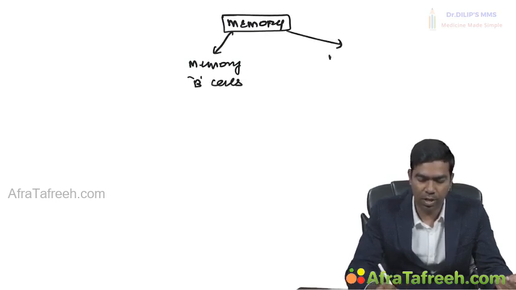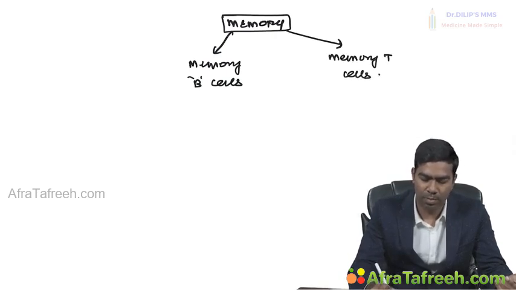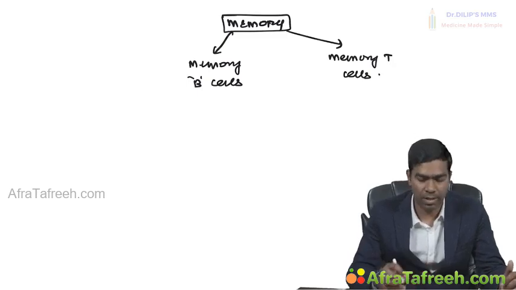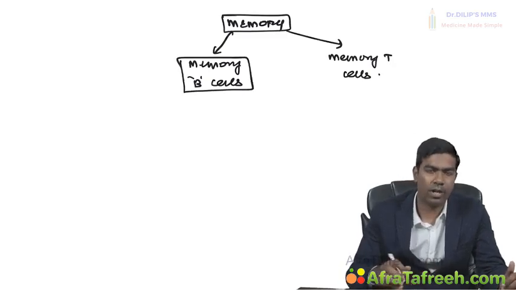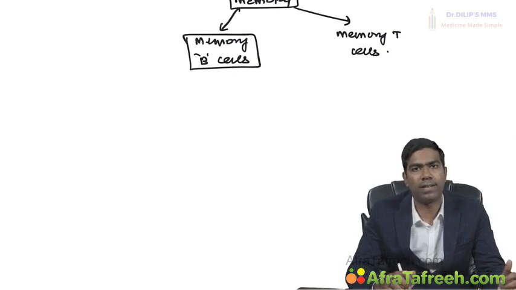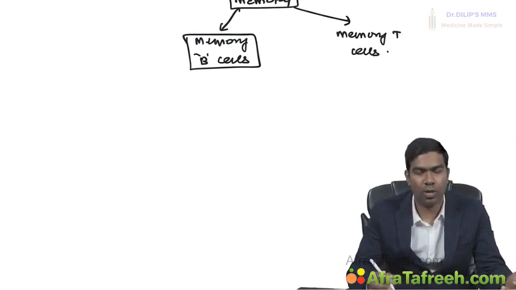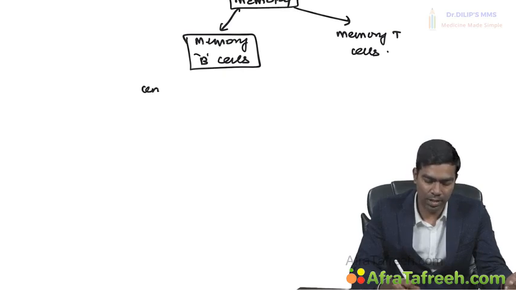And second one, you can also have something called memory T cells as well. Memory T cells also. Both can be there. Memory B cells, I told you already how they form, and we are not going to discuss in detail. I told you initially you will have centroblasts. These centroblasts are going to form centrocytes.